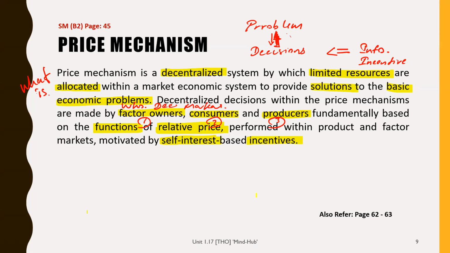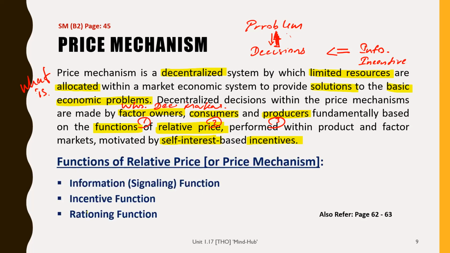Don't go that far. Just remember, the functions of price are what help factor owners, consumers, and producers make their decisions, and whenever they make decisions, they will be motivated by self-interest. The incentive is self-interest. Are we okay? Now, what are these 3 functions of price? Can you quickly write this? Then I can explain the functions of price with a basic example.